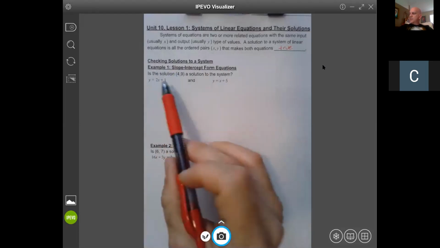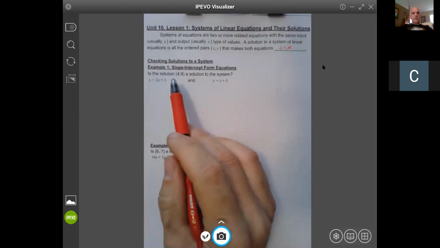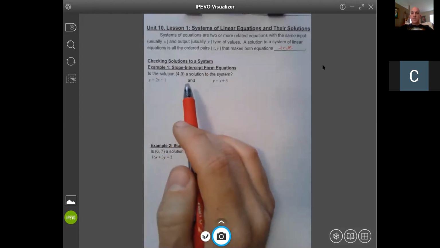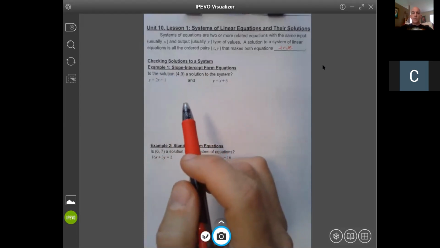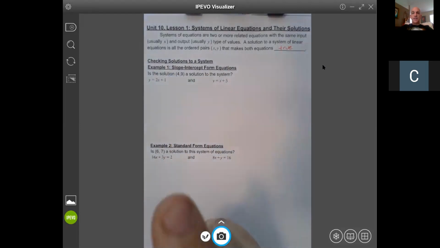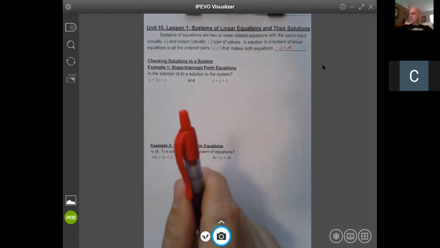So in this case, these are related equations because they both have x, y, and so this would be our system. And we want to find, is there a solution to this system? Some systems won't have solutions, and we'll look at that later as well. But for right now, we just want to see if this point of 4, 9 works in this system.